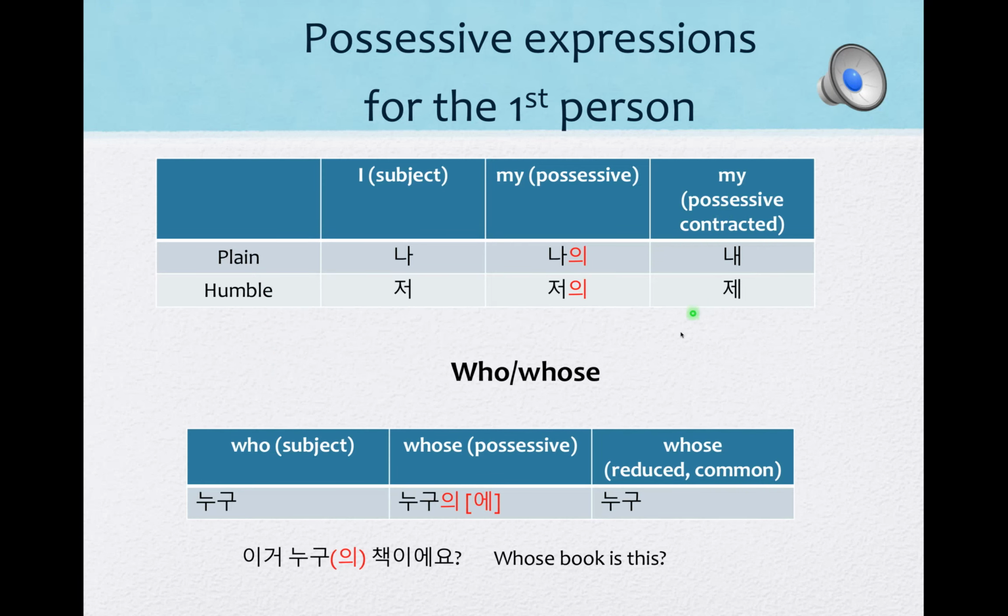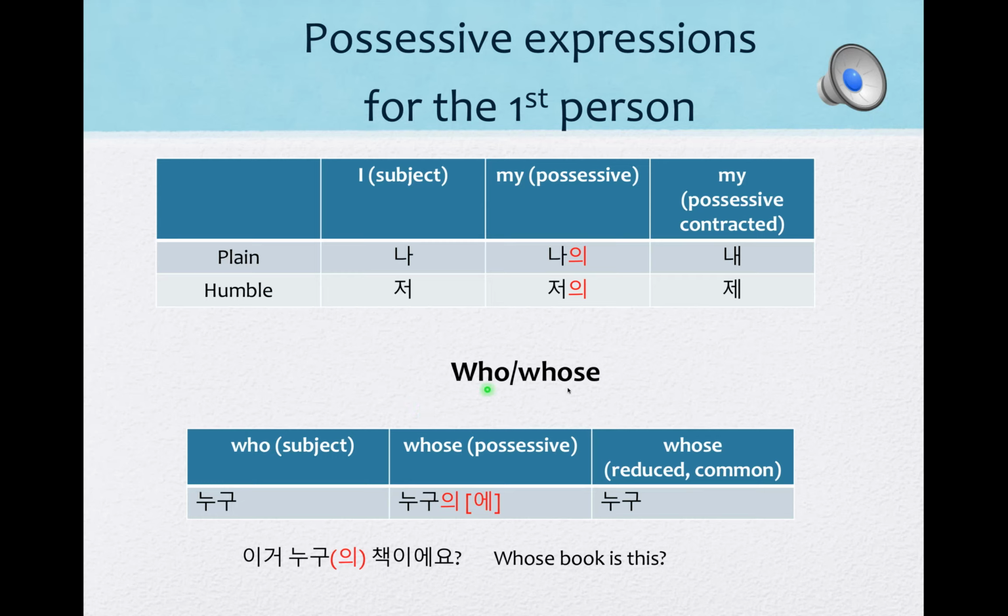Possessive expressions for the first person. So the plain I is 나. In the subject case. Possessive case, you add 의, 나의. But no, I'm too lazy to say two syllables. So reduce it to 내. And then you add possessed, right? 내 책, like that. Humble, 저 is the subject position. 저의, I'm too lazy. I might be polite, but I'm too lazy. So I say 제. So my book, if you want to say it in front of the teacher, you'd say 제 책.